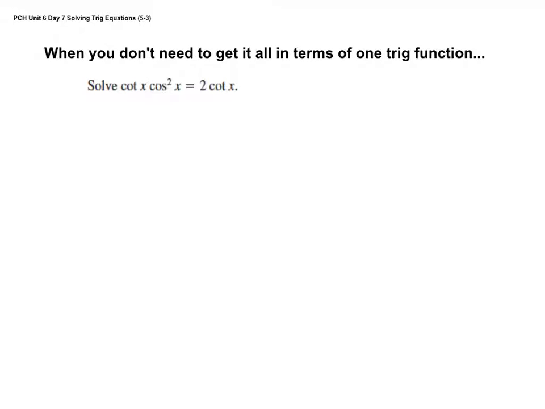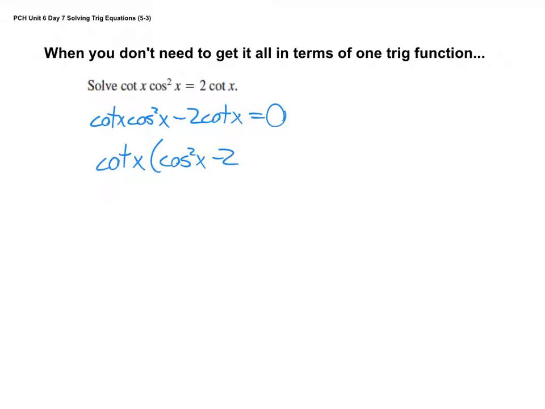So, watch this. What I'm going to do is take cotangent of x times cosine squared of x, and subtract the 2 cotangent of x over to this side. Now do you see what we can do? They both have cotangents, so I could factor this out: cotangent of x times (cosine squared x minus 2) equals 0. Okay?